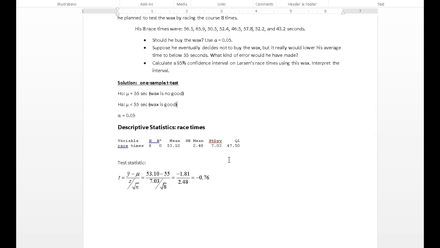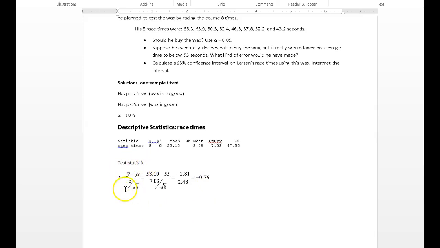Anytime we do these tests of hypotheses, we state the hypotheses. We then generally are asked to calculate a test statistic. To do that, you need some summary information. And I've already gone to Minitab and got the mean and the standard deviation. Minitab also, by the way, will give you the standard error of the mean, which is good, as we're going to see here shortly.